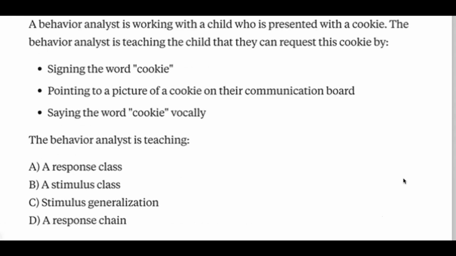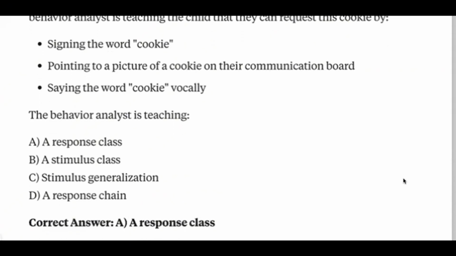For the next practice question, a behavior analyst is working with a child presented with a cookie. This time, they're working on requesting the cookie by signing the word, pointing to a picture, or saying the word. So we want to ask ourselves when we're trying to decide which type of class this is, are we looking at environmental antecedent variables, or are we looking at responses or behaviors? So in the first example, we were looking at a bunch of different stimuli. In this example, we're looking at several different behaviors. So the answer is, you guessed it, a response class.